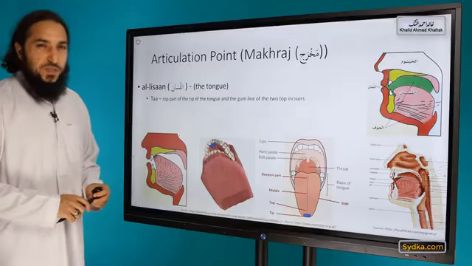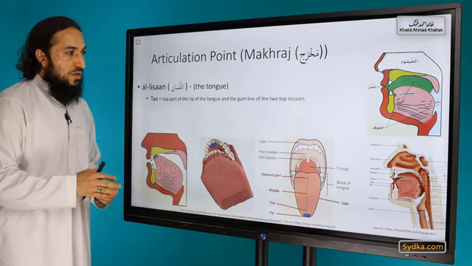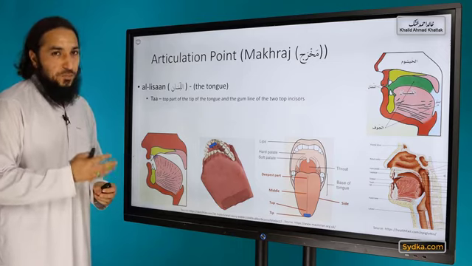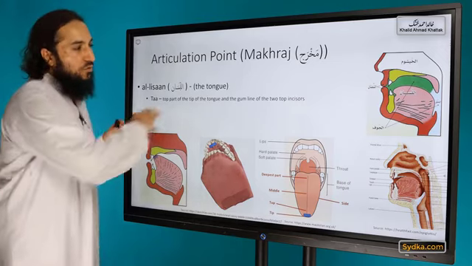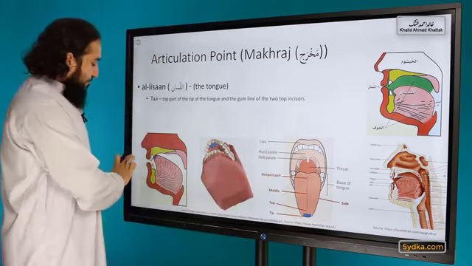Okay, and what is this makhraj, articulation point? It is the top part of the tip of the tongue and the gum line of the two top incisors. So we need to explain that first. Before going to that, we have to explain the tongue itself.